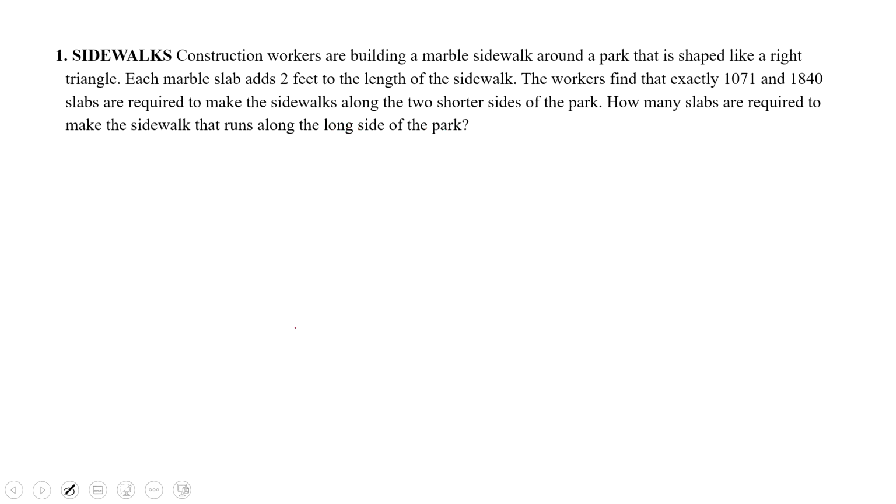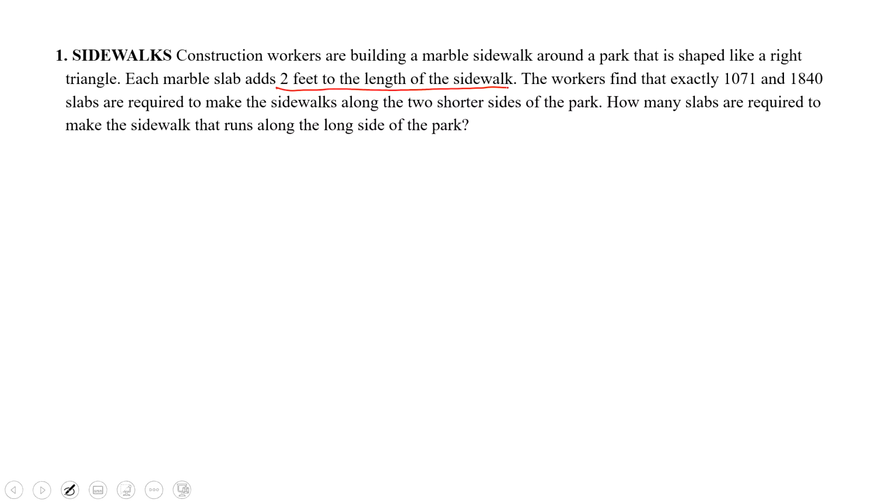Next question. This is a little bit trickier when we kind of look at it. Construction workers are building a marble sidewalk around a park that is shaped like a right triangle. Each marble slab adds 2 feet to the length of the sidewalk. And that might be important. I'm going to underline it. The workers find that exactly 1,071 and 1,840 slabs are required to make the sidewalks along the 2 shorter sides of the park. How many slabs are required to make the sidewalk that runs along the long side of the park?